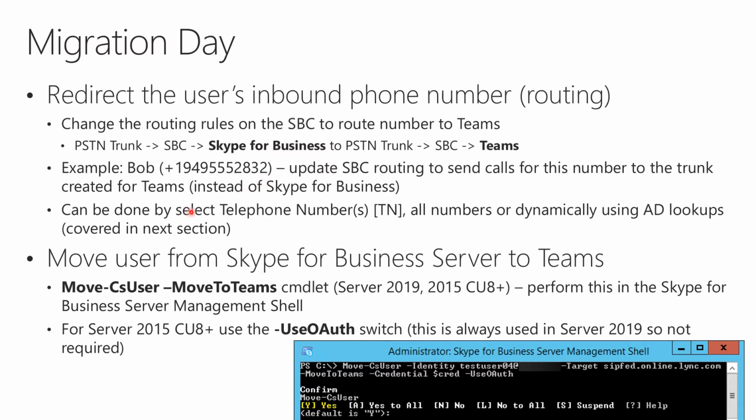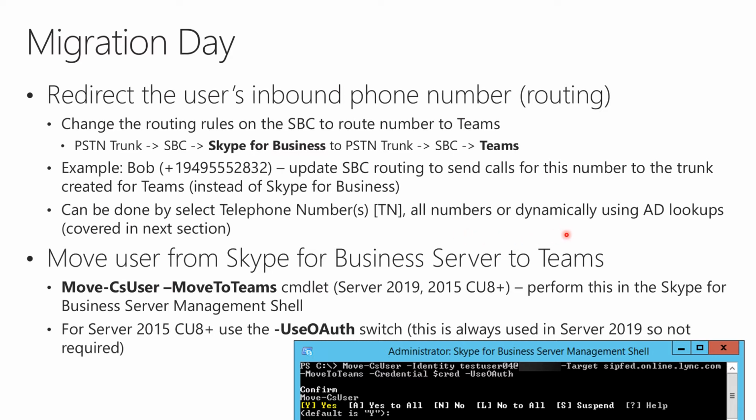Now, of course, you can do this by select telephone numbers, right? One by one. That's great for piloting and testing. You can do it by all numbers, right? If we're migrating everybody at a particular location all at once, we can just simply update the trunk to say, hey, all calls that come in, instead of sending all calls to Skype, send all calls to Teams. That's kind of a full cutover approach if you're doing an entire site.